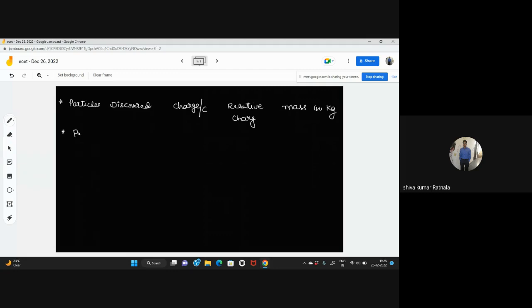First, I will give it in a table, remember it. Particles, discovered by whom, charge, relative charge, and mass number, in short. Generally, I'm going to give the mass value in kg and the charge value in coulombs. The first particle is the proton, generally discovered by Goldstein.